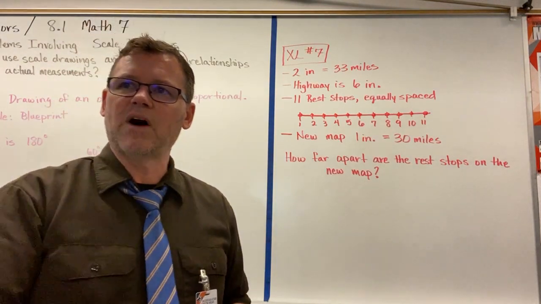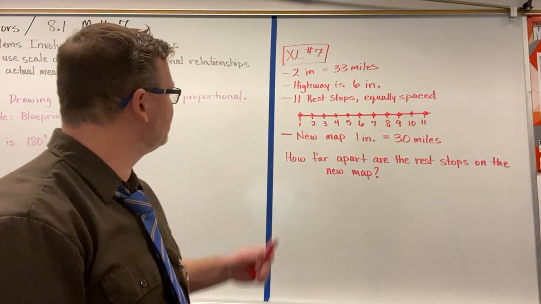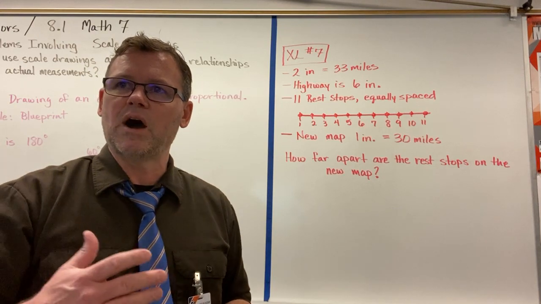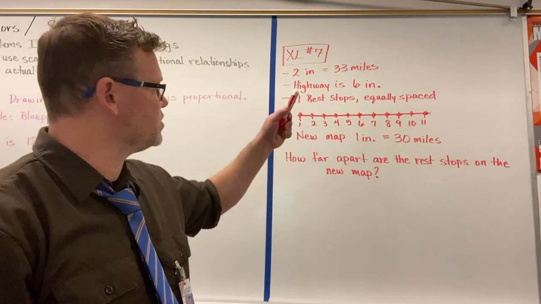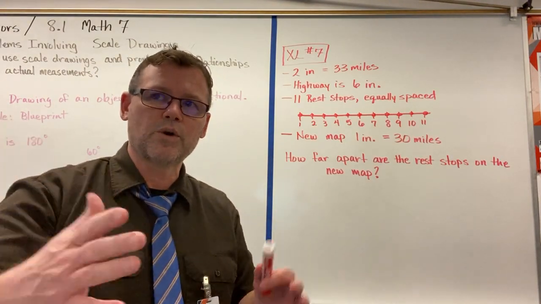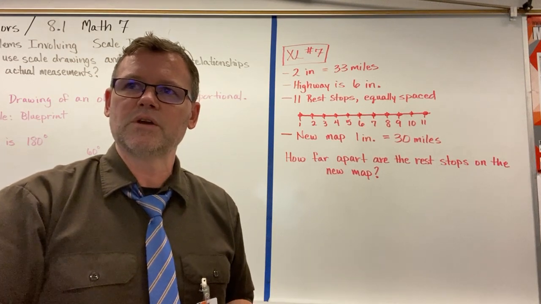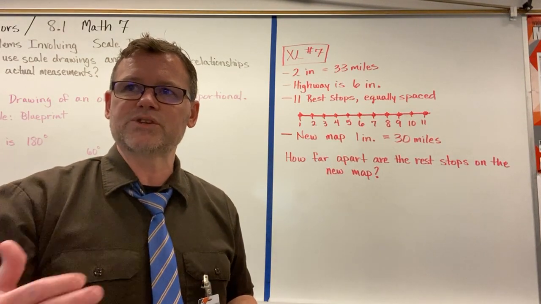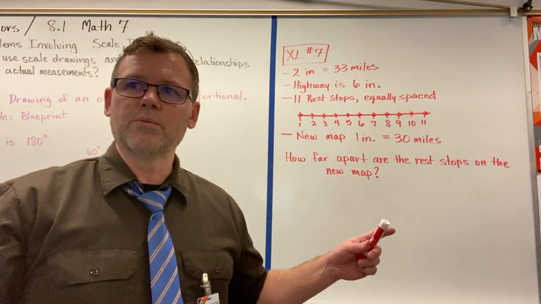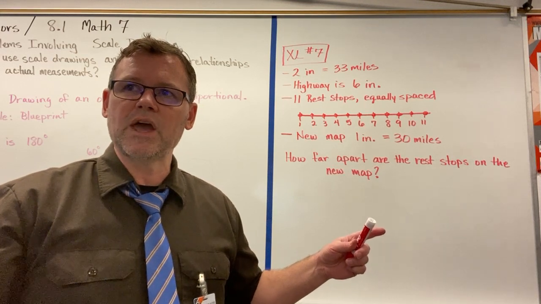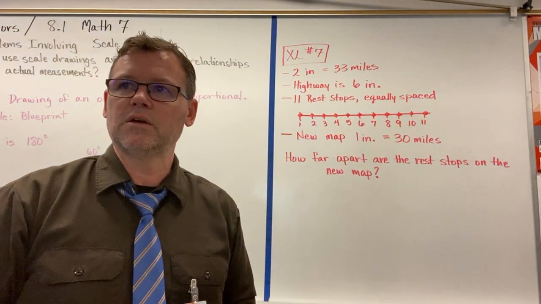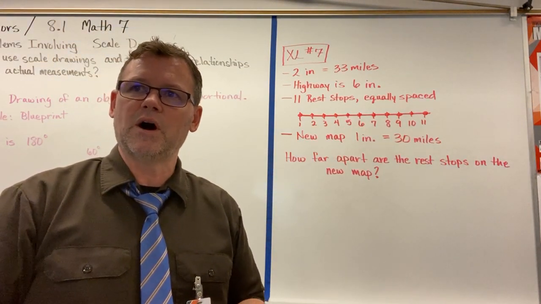It says a map of a highway has a scale of 2 inches equals 33 miles, okay? The length of the highway on the map is 6 inches. So I wrote down the different things that we already know so that instead of looking at the story problem, we could break it down into different aspects. It says there are 11 rest stops equally spaced on the highway, including one at each end. You are making a new map with a scale of 1 inch equals 30 miles, okay? How far apart would the rest stops be on the new map?